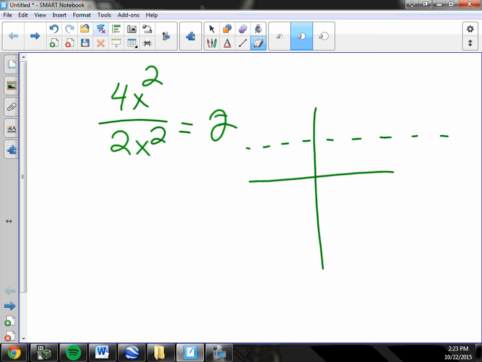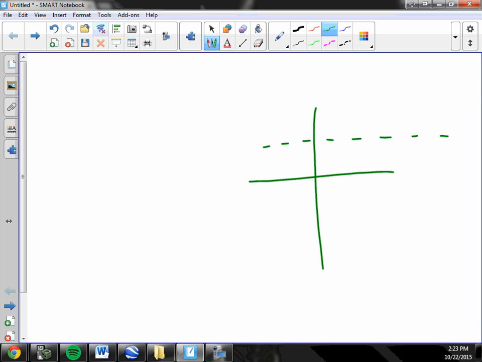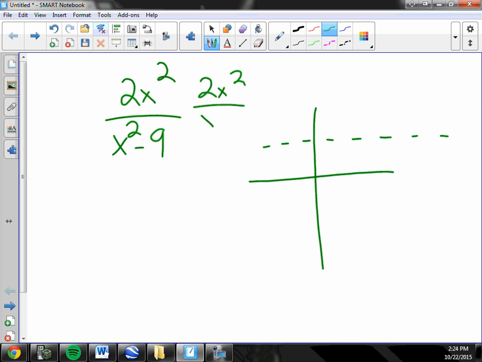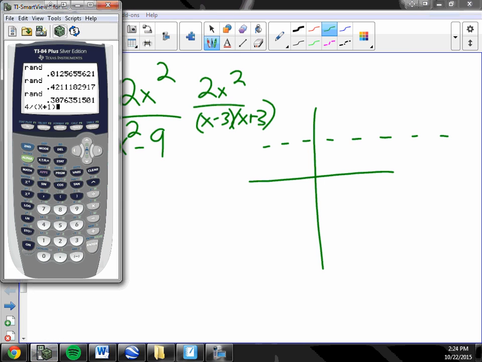Let's change it a little bit. Let's do 2x squared over x squared minus 9. So in this case, we have 2x squared over x minus 3 and x plus 3. So I go here. Oh, I'm in a graph. 2x squared divided by x squared minus 9. Watch what happens.